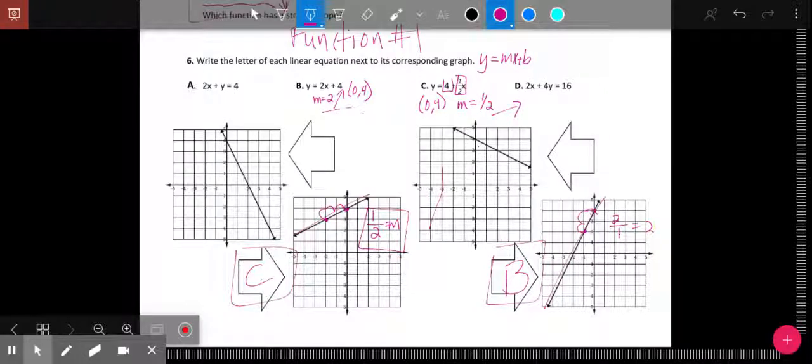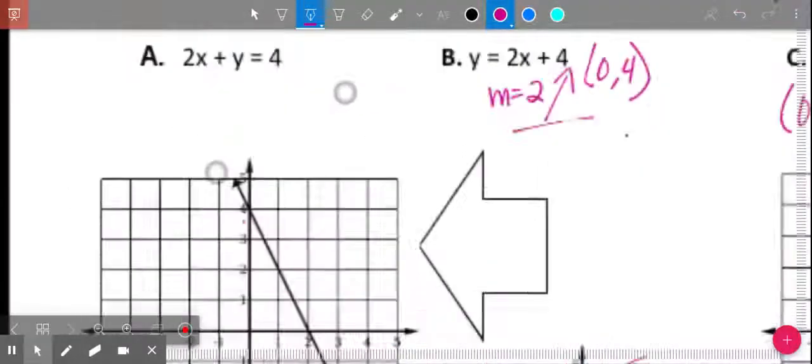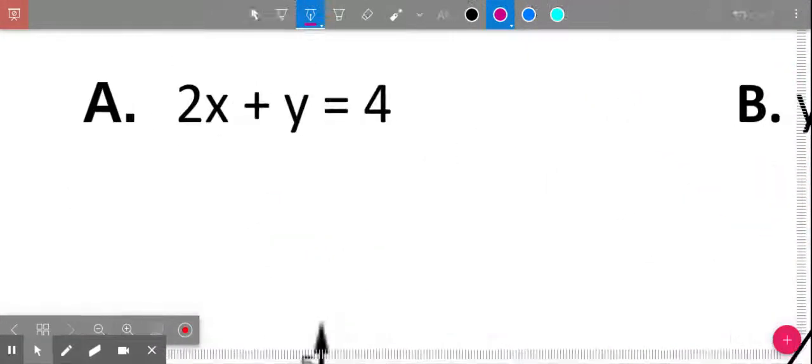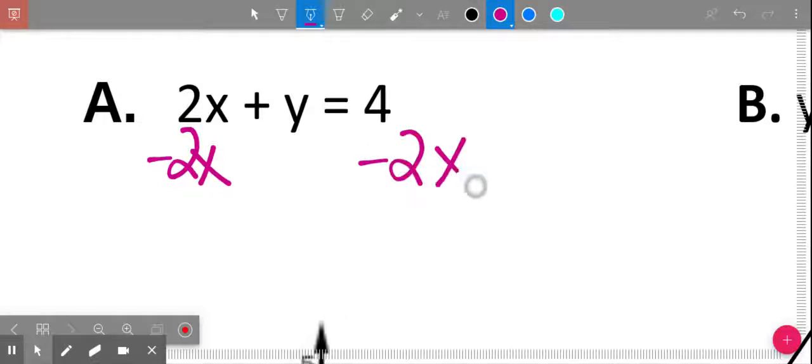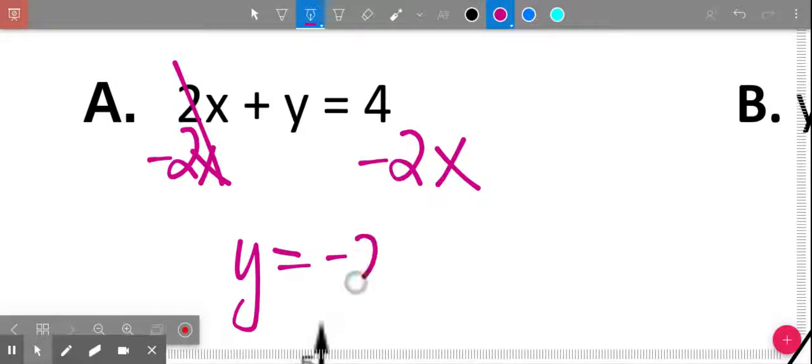All right, continuing on. Now we're just going to start at the beginning and do some rearranging. So if I look at letter A, we have 2x plus y equals 4. Guys, this is a really easy one to rearrange. All we have to do is subtract the 2x over. That'll cancel, and I'll have y is equal to, these aren't like terms, so I can't combine them, so I just write it as negative 2x plus 4.